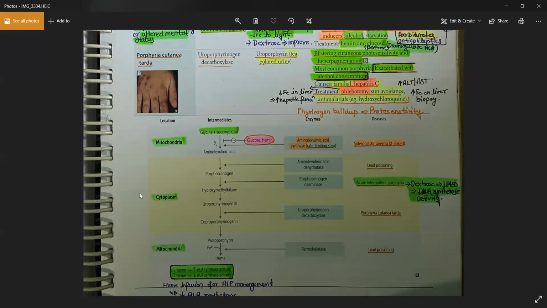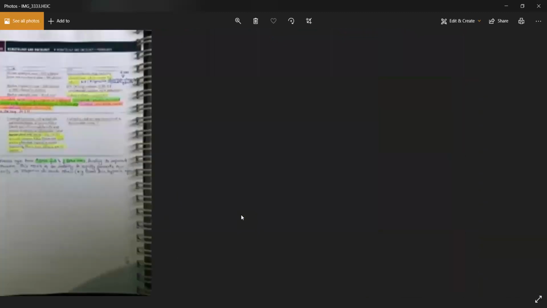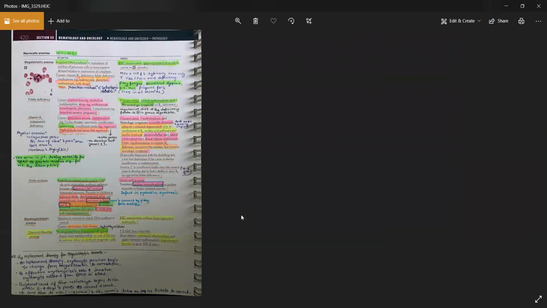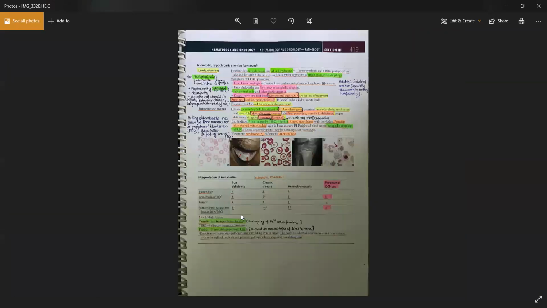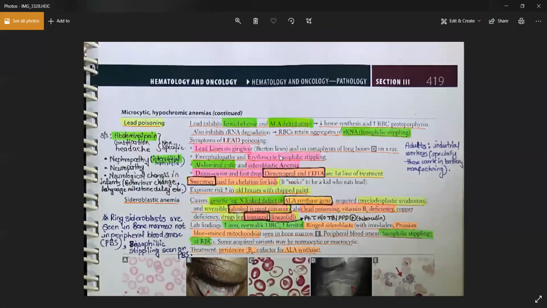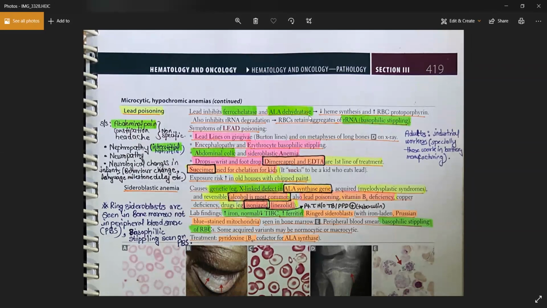So whenever the patient intakes lead, this lead will inhibit these enzymes, which are ALA dehydratase and ferrochelatase. As a result, the level of porphobilinogen will be decreased, and the level of heme will be decreased. So that will happen if you give the patient lead. It will decrease heme synthesis and increase the RBC protoporphyrin. Remember, this protoporphyrin will be combined with iron to form heme. If this reaction is inhibited, then the level of protoporphyrins will be increased.